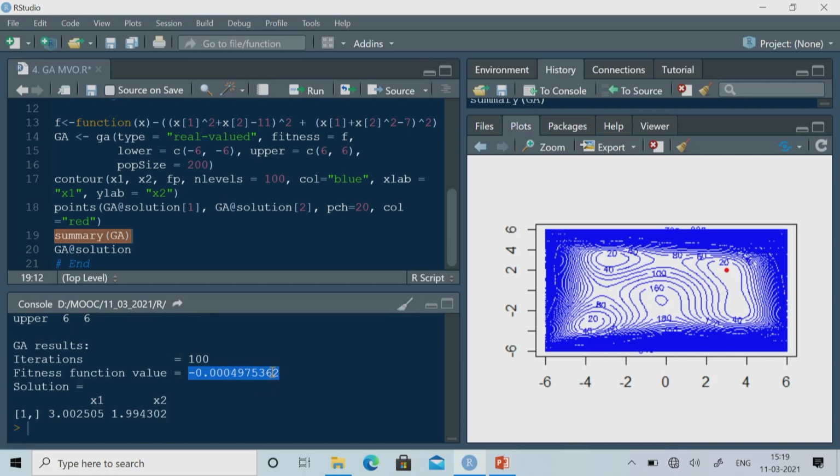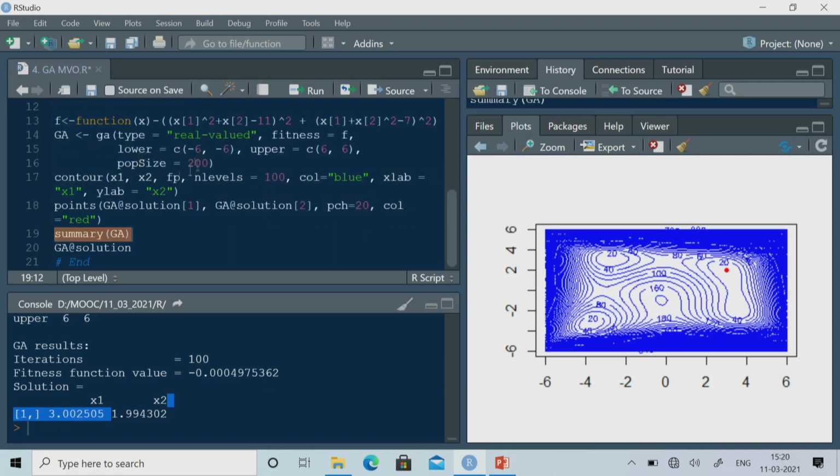So, you can also define this precision, but whatever solution you are getting, 3.00 and 1.99, but the exact solution is 3 and 2. So, you are not getting the exact solution, but you are getting close to the optimal solution, that is 3.002. So, this is what you are getting, and this is 1.99. So, we are getting one solution.